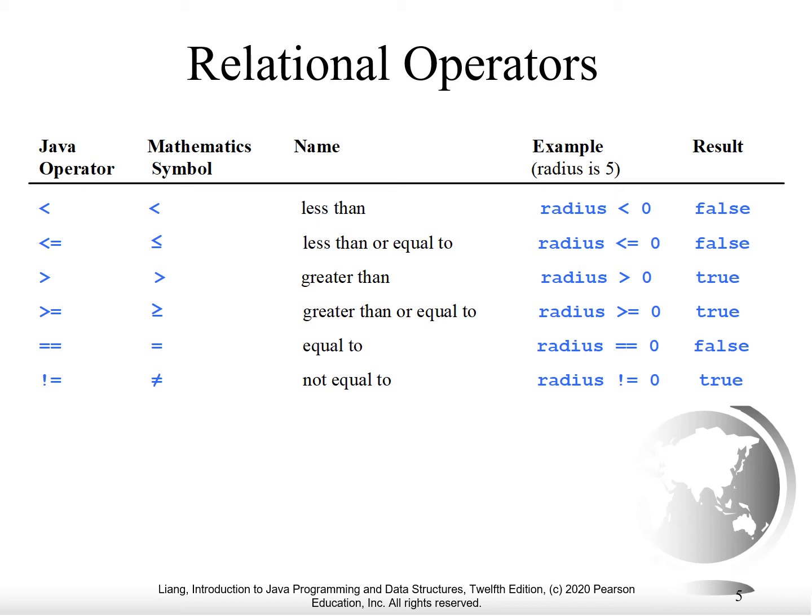If we want to compare if two operands are equal or equivalent to each other, we use the double equal sign. This is very different from our assignment operator, the single equal sign. If we want to compare if two operands are not equal to each other, we use an exclamation point immediately followed by an equal sign, again with no space.